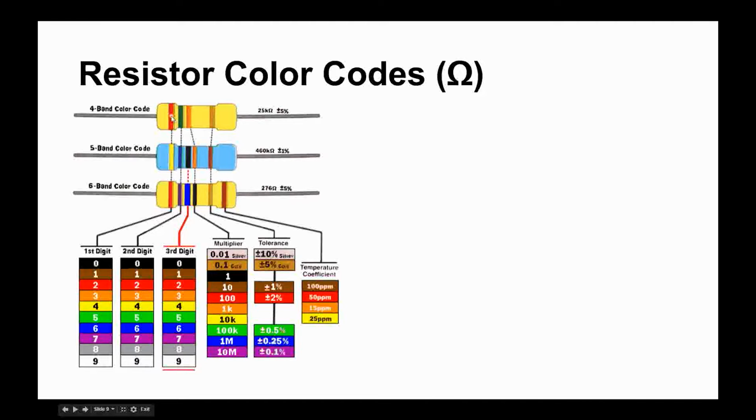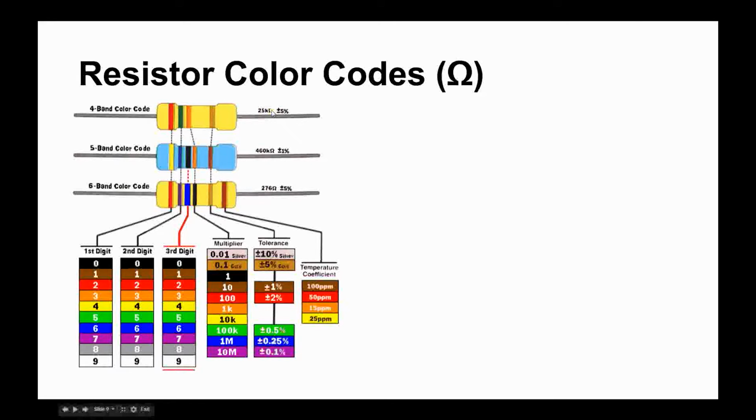So we read from left to right, and the colors correspond to a number down here on this chart. The first digit, which is represented by this red band, is a 2. The second digit, green, would be a 5. And then the third digit in this 4-band resistor is the multiplier. We multiply by a power of 10, so it tells us how many zeros we're going to add to the first two digits. So we have 2, 5, and then orange corresponds to 3. So that's 25,000. That also can be denoted as 25K for short.